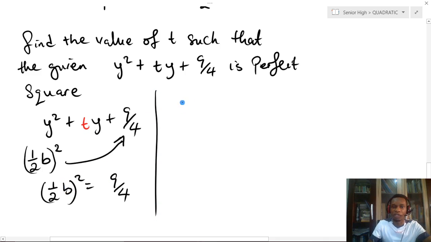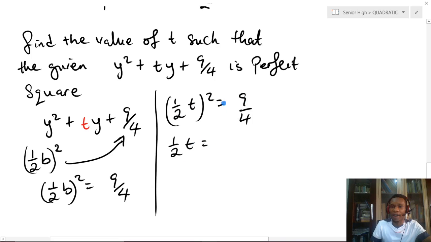So that will become what? To make b the subject of my formula, my b is like my t. Since my b means t here, I can just say half of my t raised to the power of 2 is equal to 9 over 4, because my t is now my b value. So how do you make t the subject of the formula? First take the square root of both sides. Now taking the square root of both sides, I have half of t is equal to, now I take the square root of this.